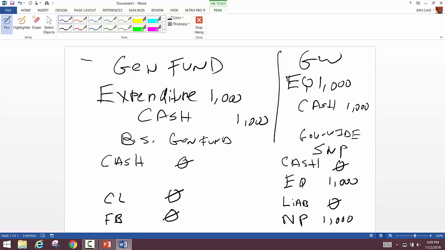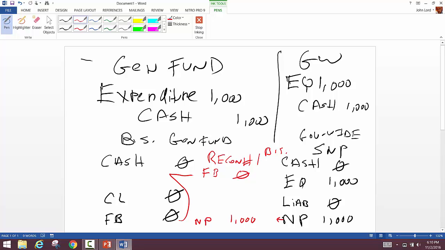So what we're required to do is prepare a reconciliation. As I said, there are two of them. I'm just calling this Recon 1 for our purposes here. This is a reconciliation of the balance sheets. I'm going to start with fund balance. What's my fund balance? Fund balance is zero. And I'm going to reconcile to net position. My net position, you can see here, is 1,000, isn't it?